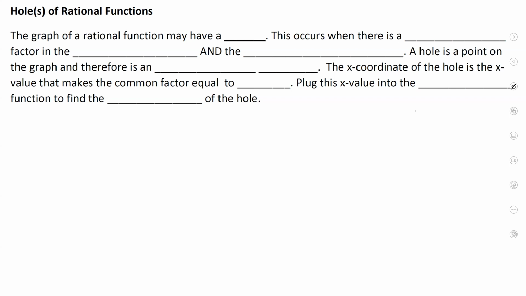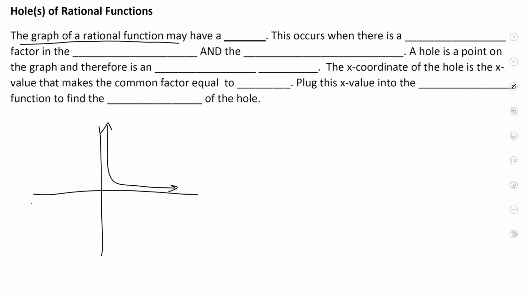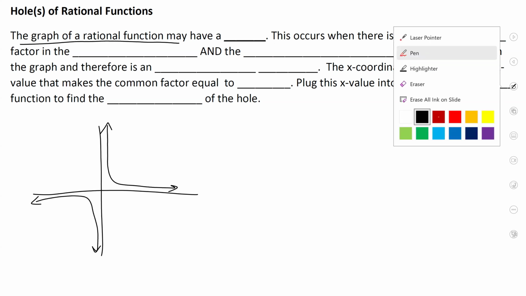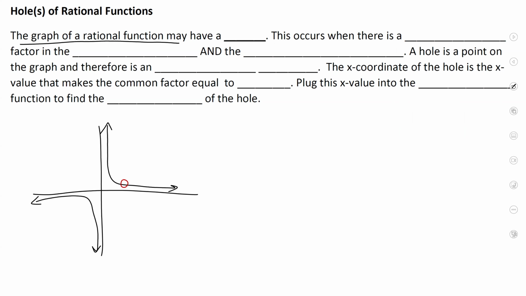Today's notes, we're going to be talking about holes that you will find in a rational function. So yesterday we looked at the graph of a rational function. So guys, this is a rational function. It looks like this. We also saw the other day that sometimes you will have a hole in your rational function, right? Okay, so guys, the first sentence, sometimes a rational function may have a hole.